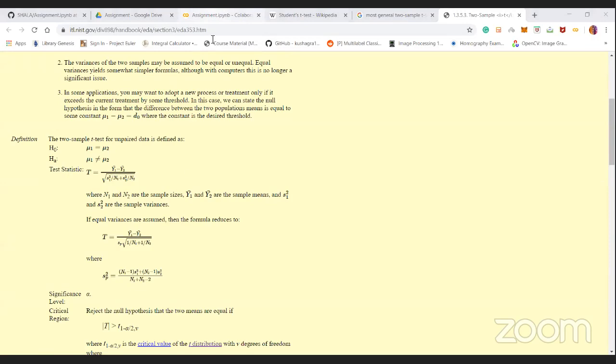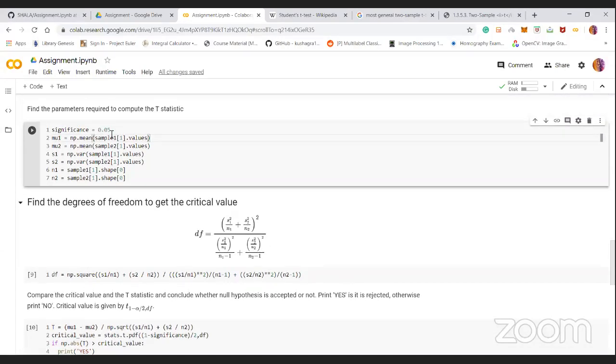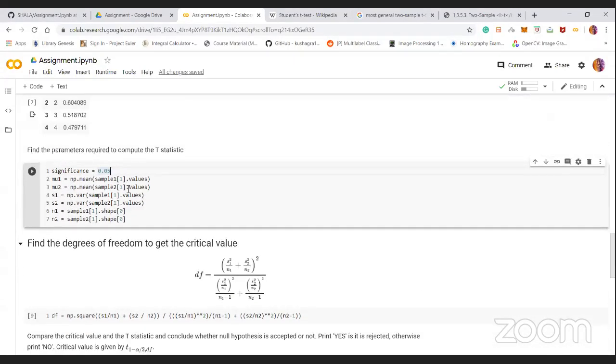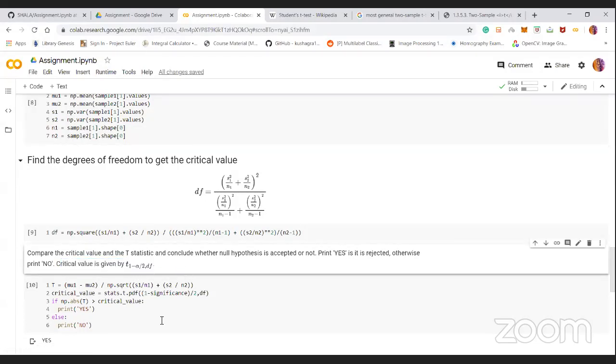So after finding both of them, from the t distribution you find the value based on the significance. If the significance is alpha, you find the value from the t distribution at 1 minus alpha by 2, and then you compare both of them. If the absolute value of the t statistic is more than the one that we found, this value is called the critical value. So if the absolute value of the t statistic is more than the critical value, we reject the null hypothesis, otherwise we accept the null hypothesis. That is the t test.